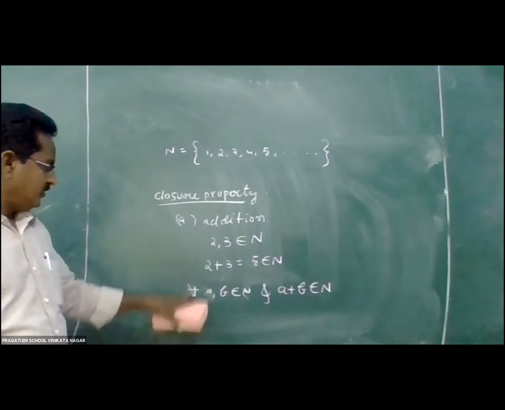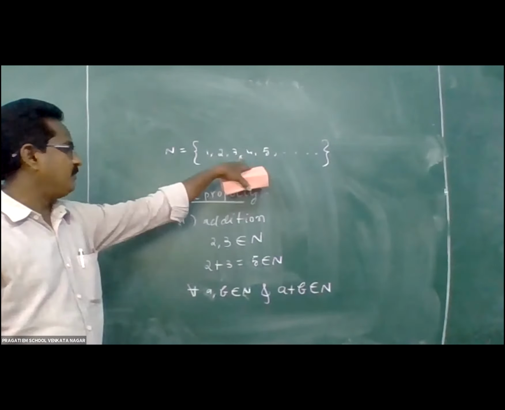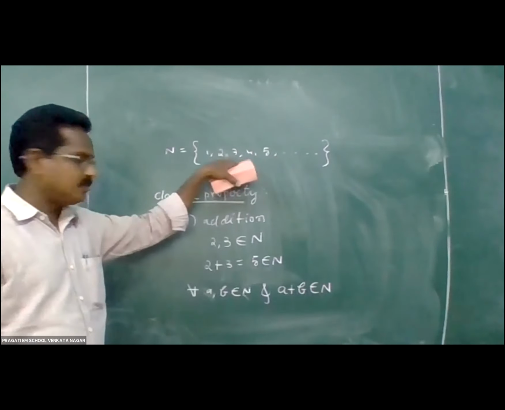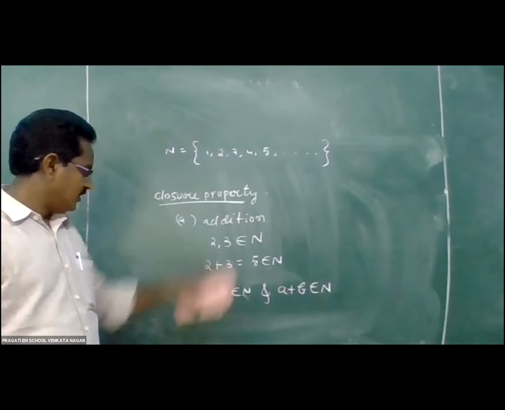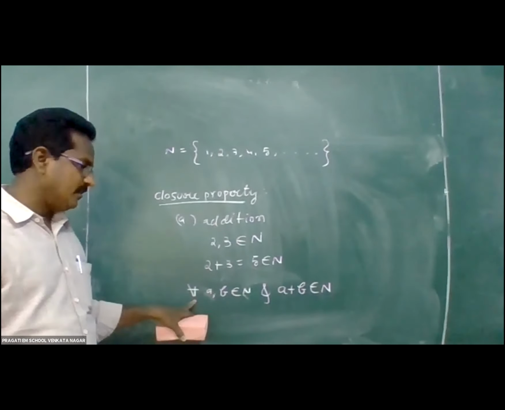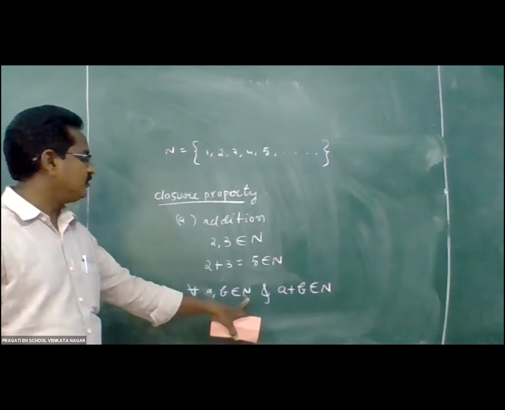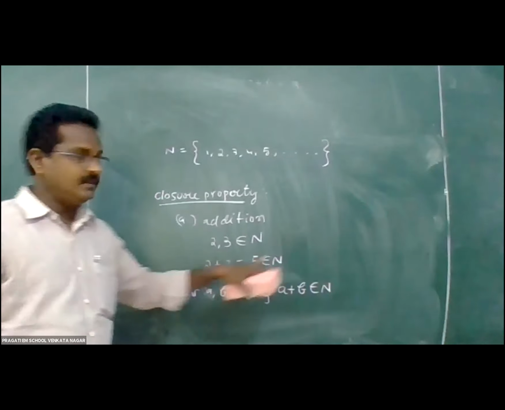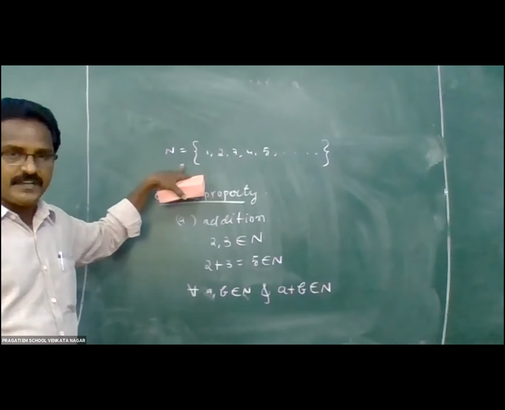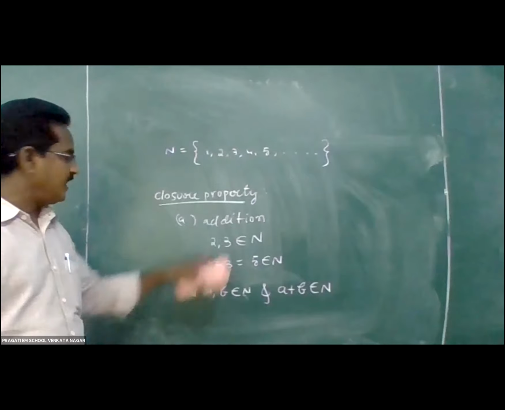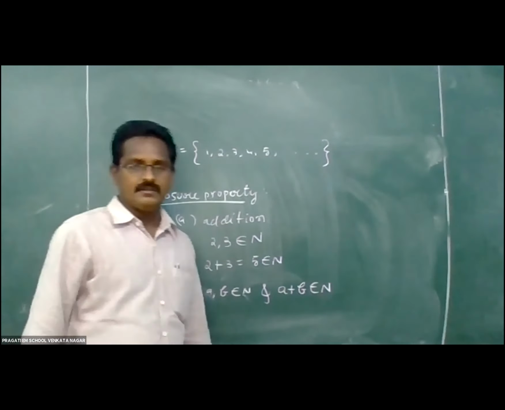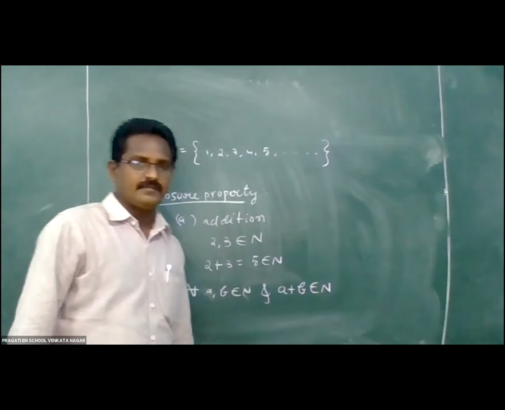Take two numbers from natural numbers. We can add them, and you will get one result that also belongs to natural numbers. Understood? Yes, sir. It can be written symbolically: for all a, b belongs to N, a plus b belongs to N. That is the reason natural numbers satisfy closure property under addition. Okay, sir. Good.